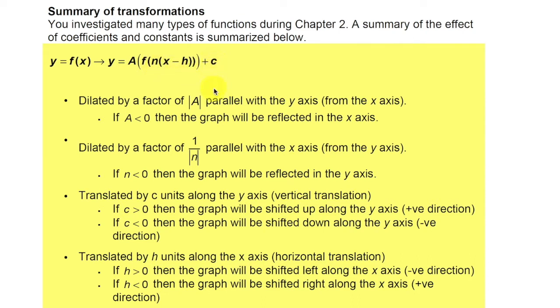C, that just shifts the entire graph up or down. If it's positive, it goes up. If it's negative, it goes down. Now to work out the horizontal translation, I just take this entire expression here involving the bracket, make it equal to 0 and solve for x. If the number that we produce is a positive number, then we're moving in the positive direction by that amount along the x-axis. If the number that we produce is a negative number, then we are moving in the negative direction by that amount along the x-axis.